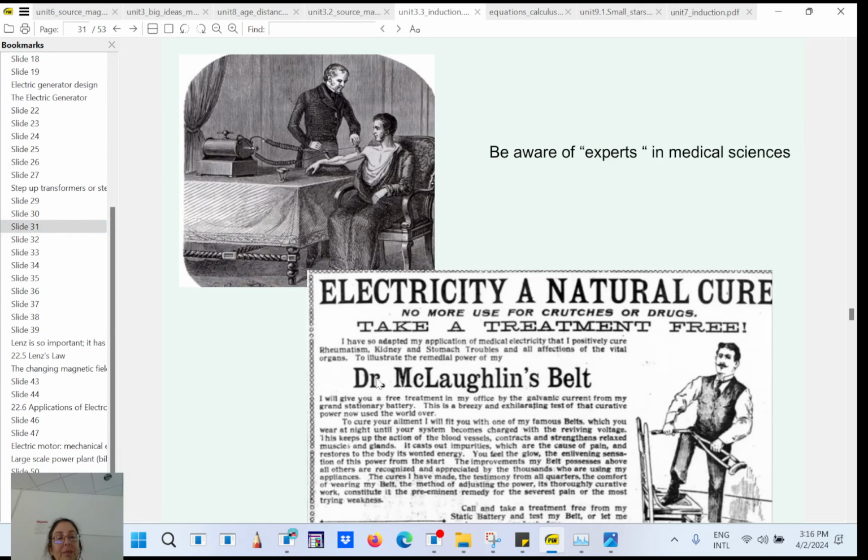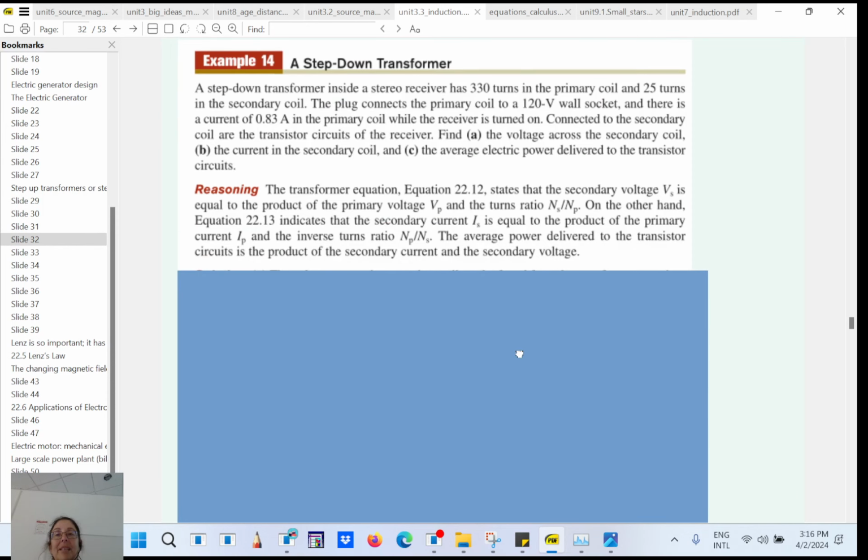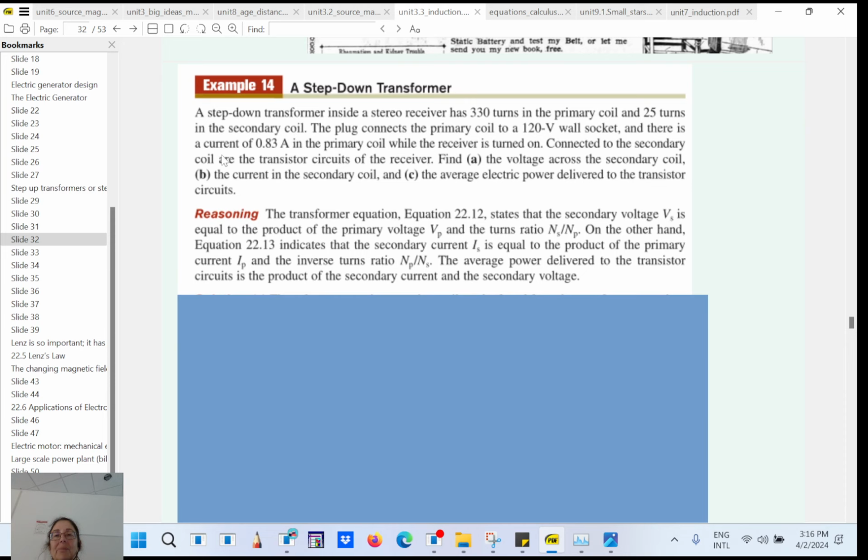Sometimes you should not believe whatever they say, but they started to step up the voltage here, and I don't know, they would say it will cure you. Although we do use electricity for therapy, maybe it's exaggerated. You see, it started to have a lot of commercial applications. So beware of the so-called experts. Follow the money. Okay, so why don't you try this one?